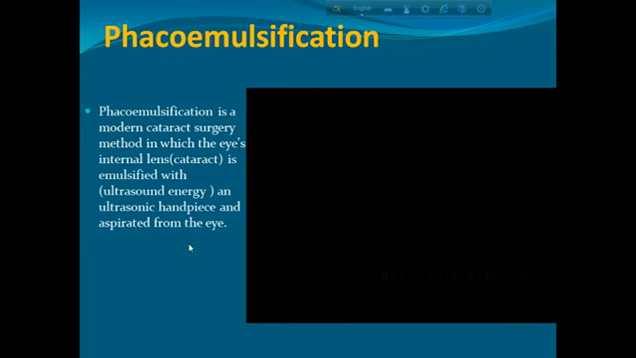So phacoemulsification, what is this? This is a modern cataract surgery in which the eye's internal lens, that means the cataract, is emulsified with an ultrasonic handpiece and aspirated from the eye. Just think: by the phaco probe the lens is emulsified and pulverized by ultrasound energy and aspirated. This is phacoemulsification. So, is phacoemulsification better or is SICS better? Definitely phacoemulsification is better.